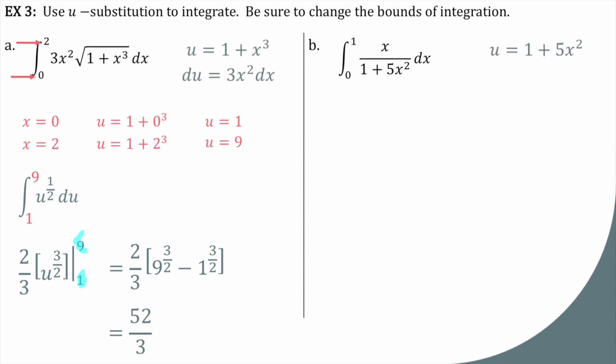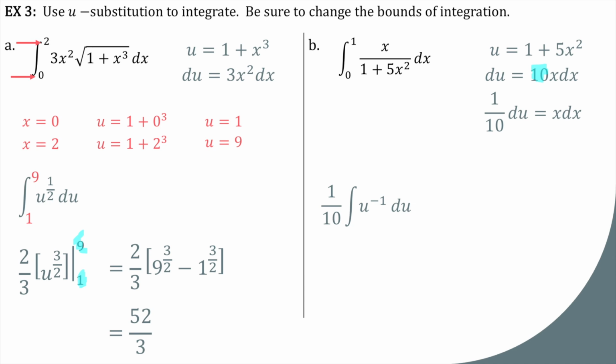Let's try part B. We'll have u equals 1 plus 5x squared. Du equals 10x dx. We're pretty close. That 10 needs to be divided out though. So our new problem is going to be 1/10 u to the -1 du.